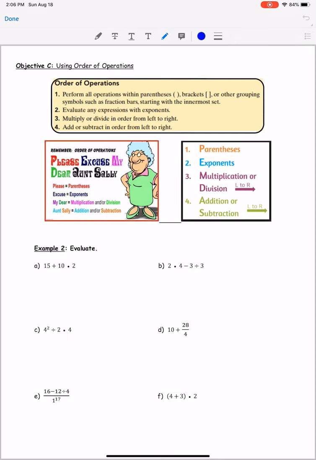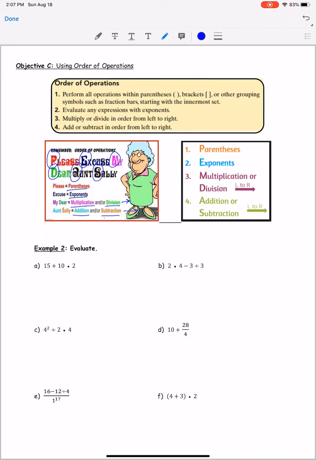So, a way to help you remember versus just memorizing this information, and this is the way I was taught when I was in school, is this: please excuse my dear Aunt Sally. So that P for please also stands for parentheses. That E for excuse also stands for exponents. My dear stands for multiplication and or division. And again, that's left to right. And then Aunt Sally stands for addition and or subtraction, again from left to right.